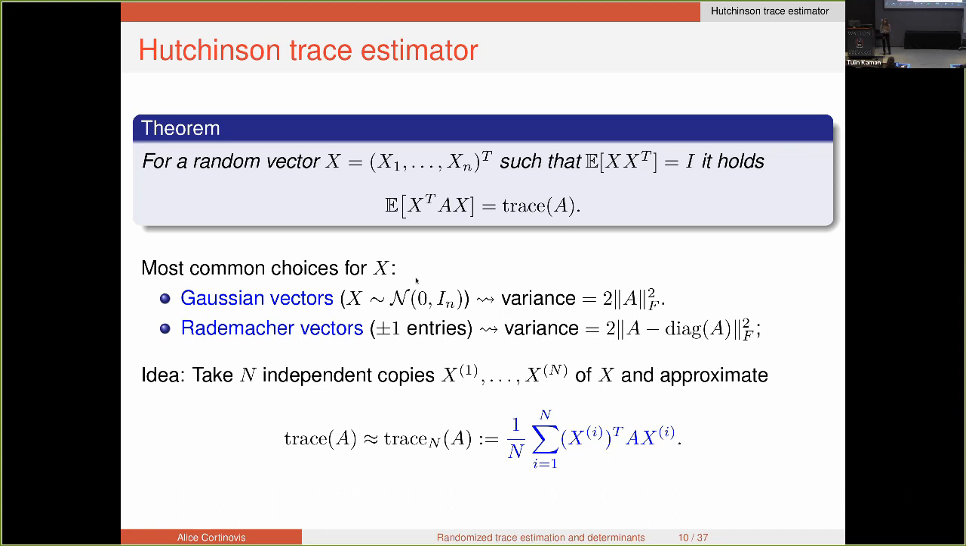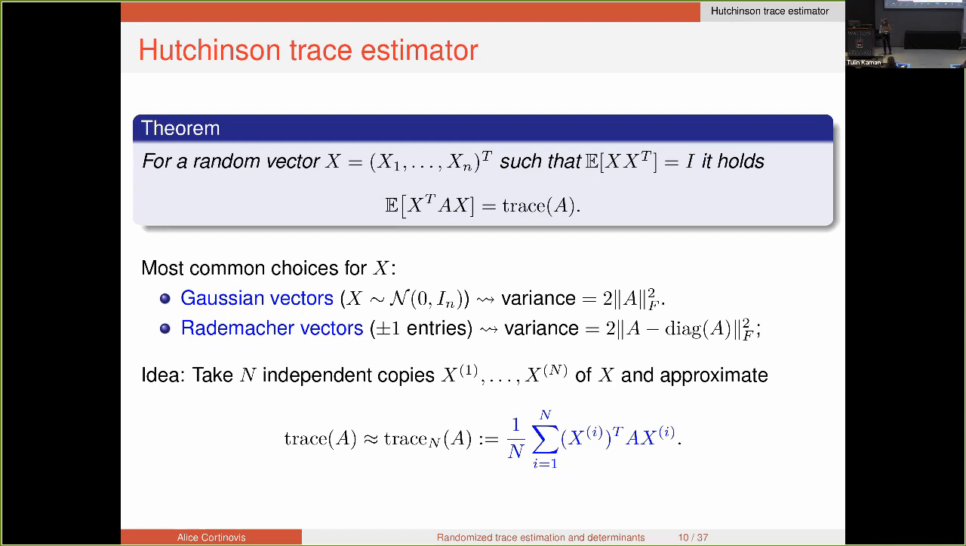So the assumption on the random vector X is very general. You could use any vector that satisfies this, but in practice, the most common choices are standard Gaussian random vectors, with entries distributed like this, and I will just call them Gaussian vectors, or Rademacher random vectors, which have IID entries which are plus or minus 1 with equal probability.